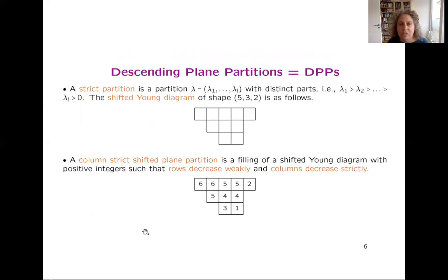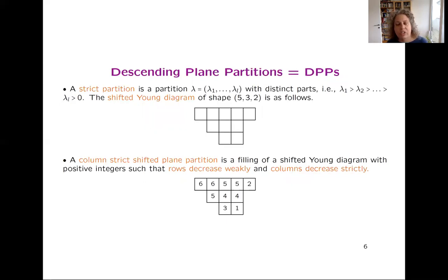So I also need to define descending plane partitions. And for this, I first need to define what a strict partition is. So a strict partition is a strictly increasing sequence of positive integers. And to such a sequence, you can associate a shifted Young diagram. And here you see the shifted Young diagram of 5, 3, 2. So it has 5 cells in the first row, 3 cells in the second row, and 2 cells in the third row. And shifted refers to the fact that we have this staircase shape on the left boundary.